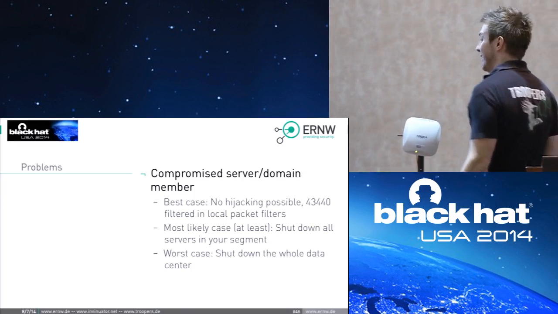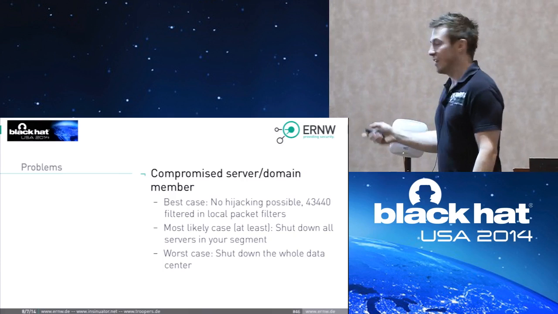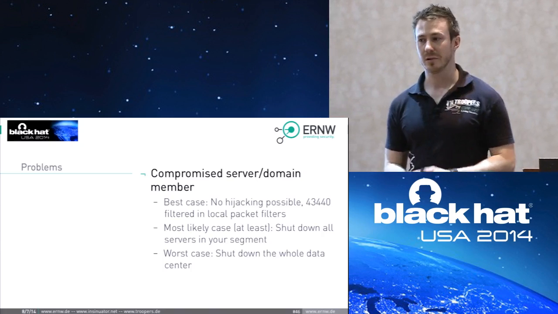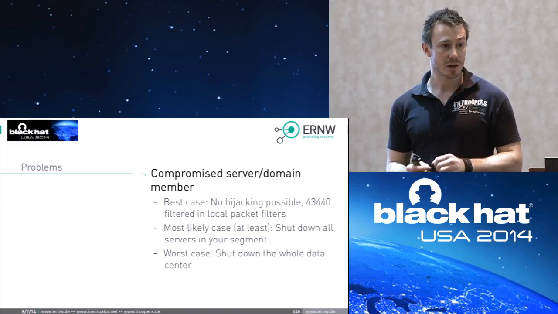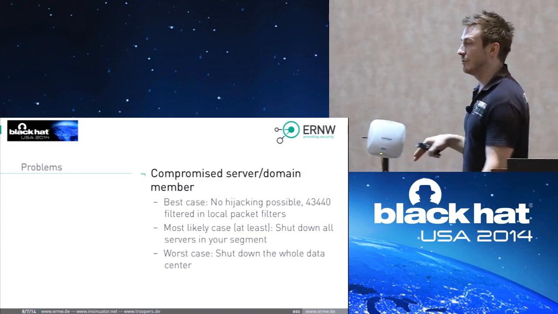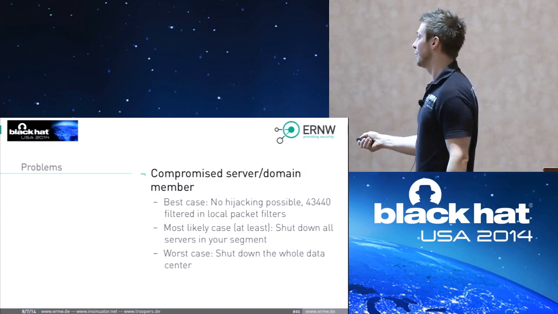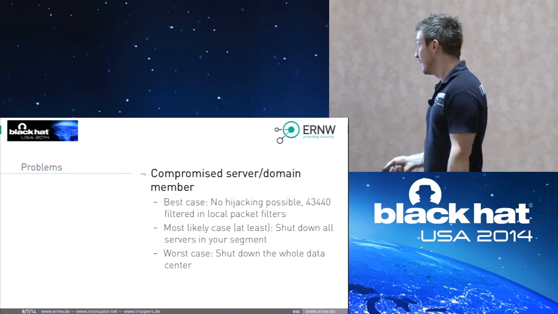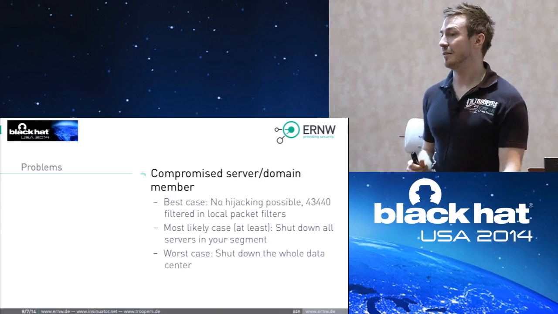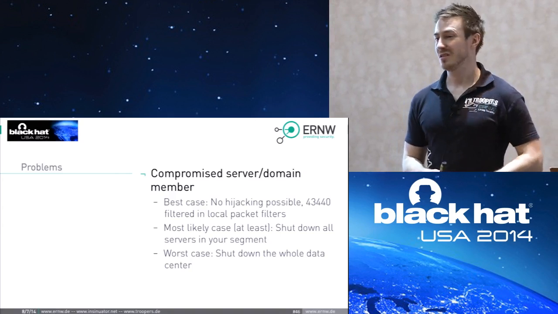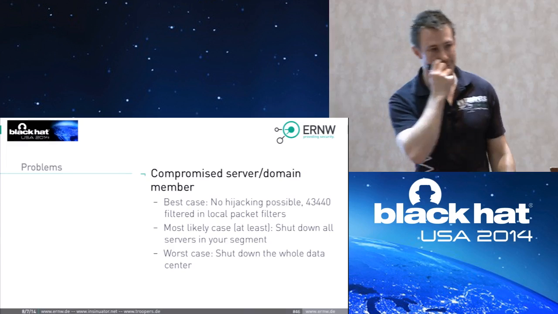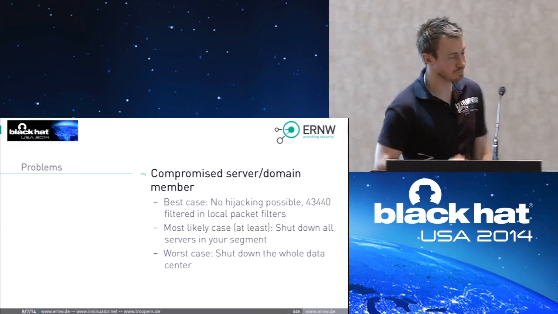The most likely case, at least, is that you're able to shut down all the servers in your network segment. Because usually, if the EnergyWise port is filtered at all, it usually happens on the segment boundary. So at least you will be able to turn off all the endpoints in your segment that you're currently in. And the worst case, of course, shut down all EnergyWise endpoints in the data center, which from our experience is also not too unlikely, considering the usual state of firewall rules and how well organized they are.